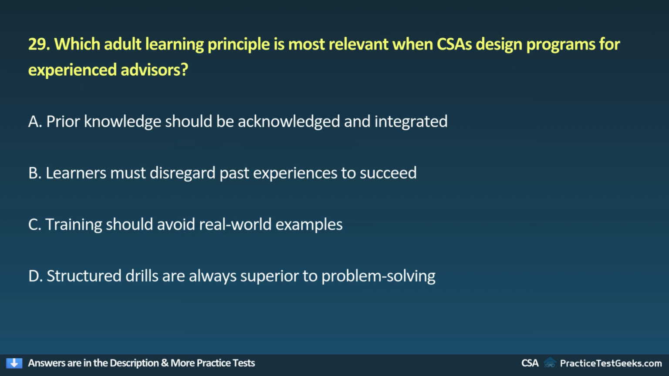29. Which adult learning principle is most relevant when CSAs design programs for experienced advisors? A. Prior knowledge should be acknowledged and integrated. B. Learners must disregard past experiences to succeed. C. Training should avoid real-world examples. D. Structured drills are always superior to problem-solving.